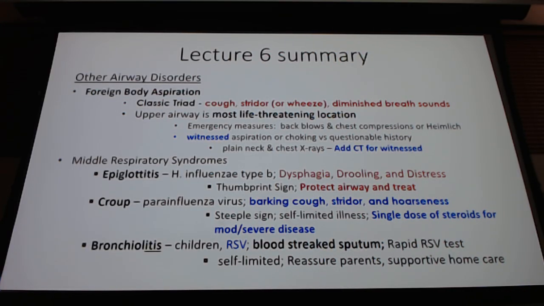Don't forget, if someone has a suspected aspiration and they aren't able to speak, and you aren't able to appreciate any air movement at all, don't think past BLS. Your thought should be BLS first. So don't try to order anything. Don't try to transport. Don't try to get anything. Do your BLS, right? Do your back blows, chest compressions, depending on the age.